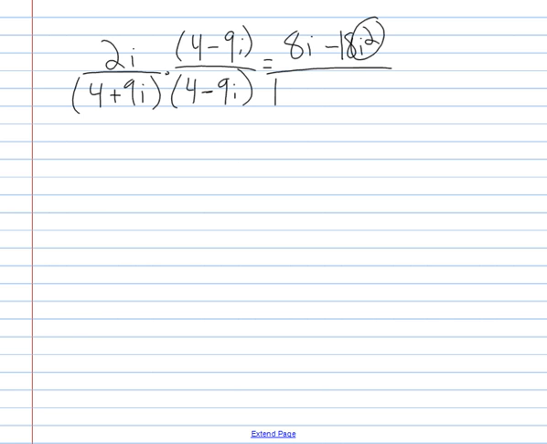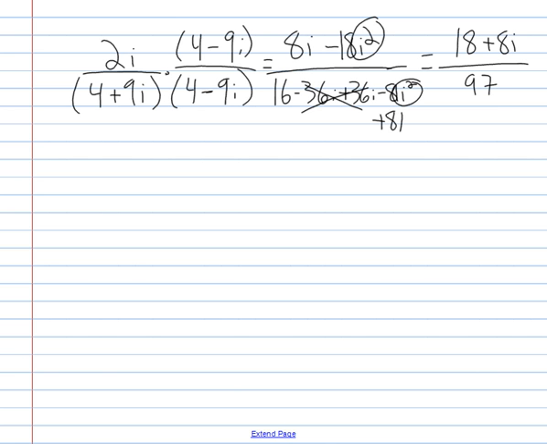And the denominator is going to be 16 minus 36i plus 36i minus 81i squared. Okay, so the numerator is going to become positive 18 plus 8i. And the denominator, which becomes positive 81, would become 97. And so we're all real on the denominator, so now we would just split it up into our real part and our imaginary part, and then reduce if possible.